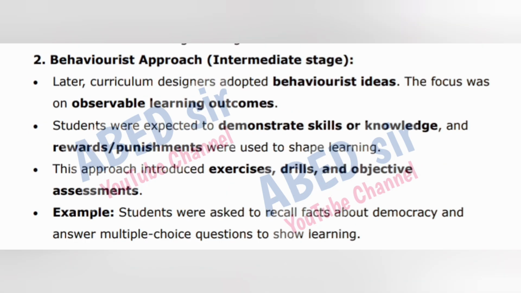2. Behaviorist approach, intermediate stage. Later, curriculum designers adopted behaviorist ideas. The focus was on observable learning outcomes. Students were expected to demonstrate skills or knowledge, and punishments were used to shape learning. This approach introduced exercises, drills, and objective assessments. Example: students were asked to recall facts about democracy and answer multiple-choice questions to show learning.